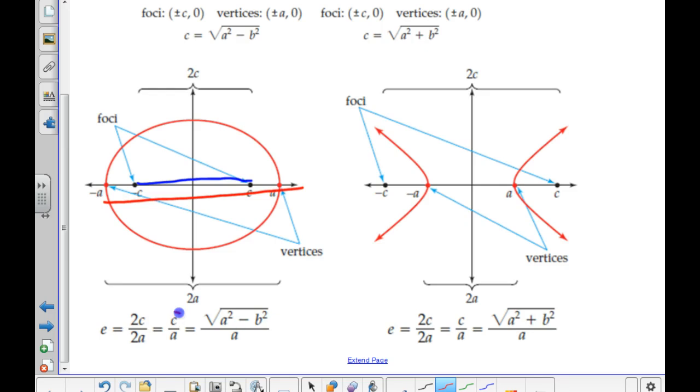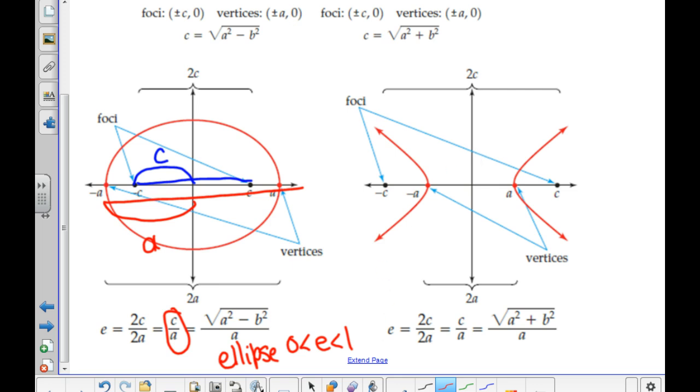So when I reduce C over A, C is one of those blue distances right here, and I divide it by A, what am I going to get? A number more than 1, less than 1. C over A. Less than 1. Everybody see that? The C is going to be shorter for an ellipse. It can't be negative, but it's going to be somewhere between 0 and 1.